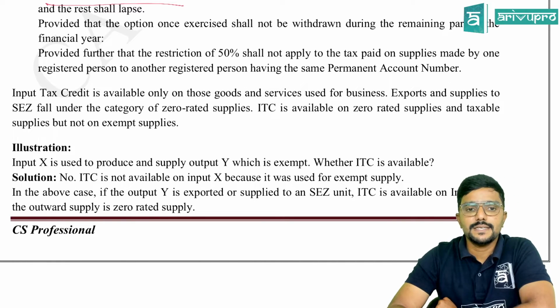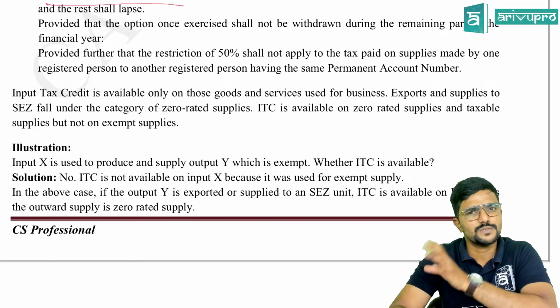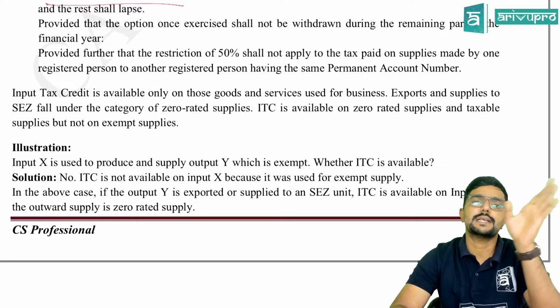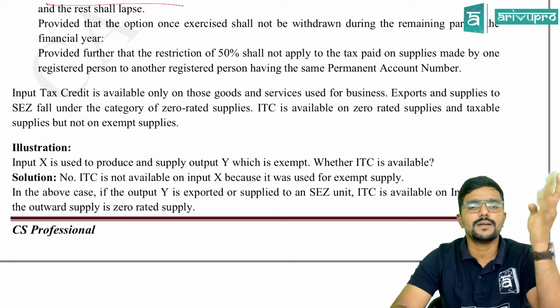Input tax credit is available only on those goods and services used for business. Exports and supplies to SEZ fall under the category of zero rated supply, so it is a taxable thing. ITC is available on zero rated supplies and taxable supply, but not on exempt supply. Exempt supply includes, as we have all seen, nil rated supply or non-taxable supply.